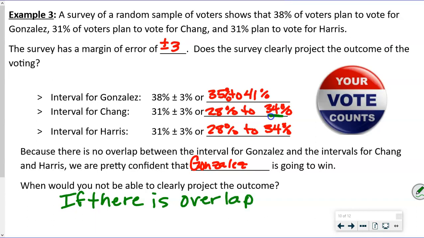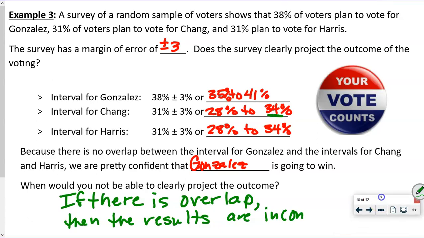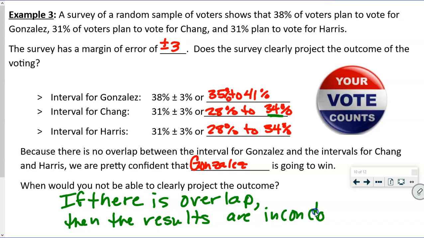then what? Then the results are inconclusive. Inconclusive. Okay? So if there's overlap, that's the key right there, y'all. If there's overlap in our intervals, then that's when we can't say who's actually going to win.